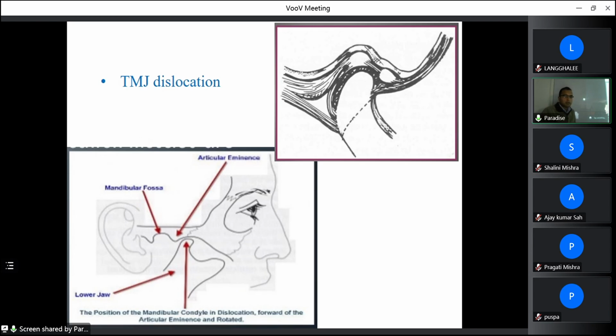If you are extracting the mandibular third molar and you apply excessive pressure, then in such cases the TMJ may get dislocated. The condyle will come out from the glenoid fossa, anterior to the articular eminence.